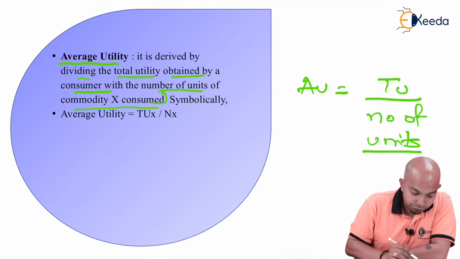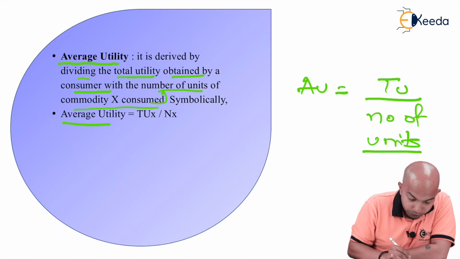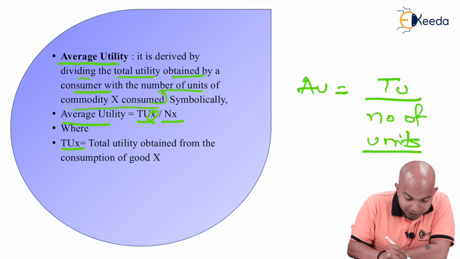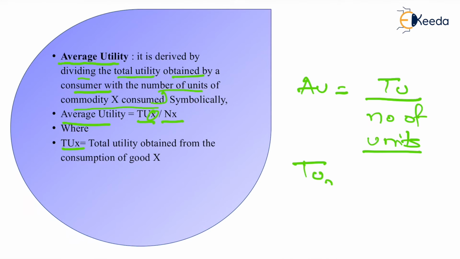Now, the next part refers to average utility, the formula of which is basically TUx upon Nx. Here, TUx stands for the total utility of this X, basically it is mentioned as TUx.